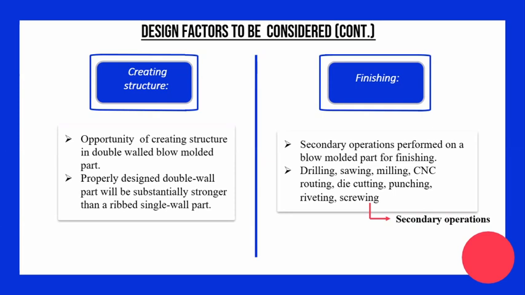A double wall in a blow molded part creates the opportunity to create structure within parts such as weld cones, ribs, etc. These strengthen the overall structure. Lastly, for meeting the needs of a smooth finished product, several secondary operations such as drilling, sawing, milling, etc. can be done depending on their economic feasibility.